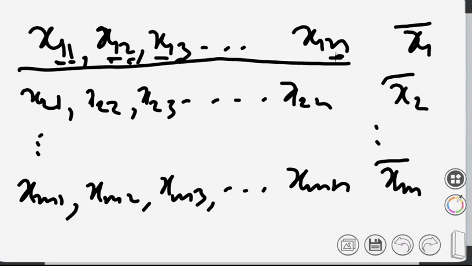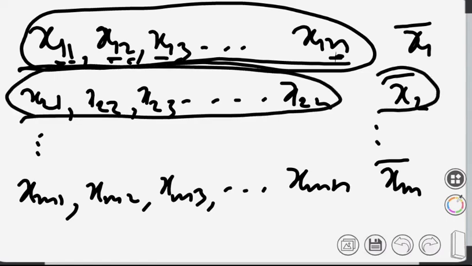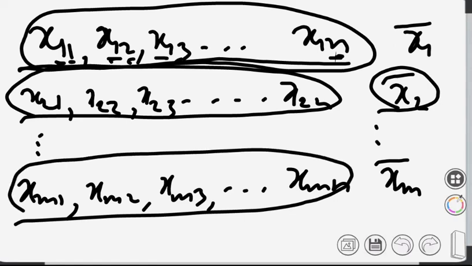So sample mean means I'll just add these n values and divide by small n. That gives you my x1 bar. So x1 bar means the average value, the average of the first sample. Similarly, x2 bar gives you the average of the second sample, and finally xm bar.